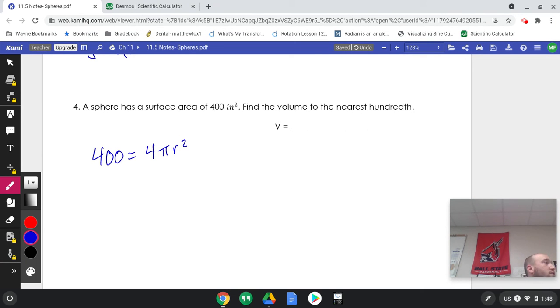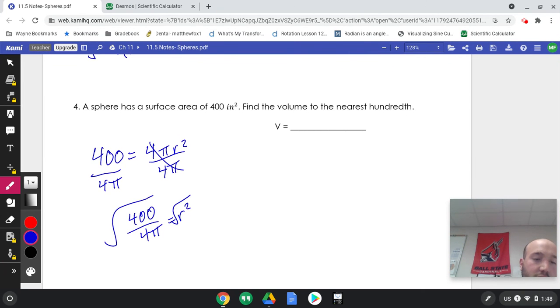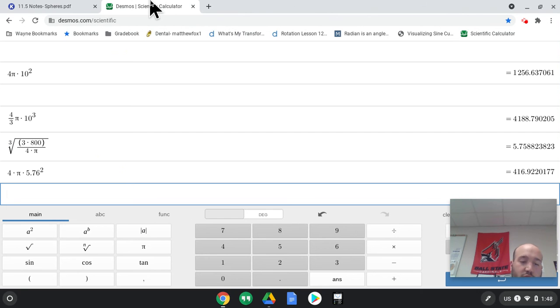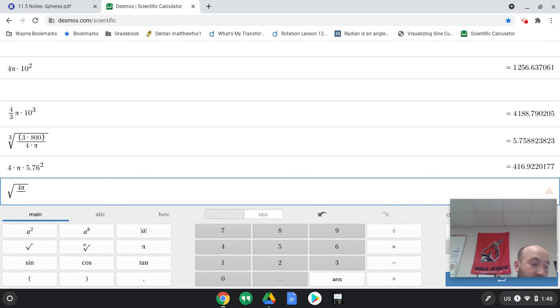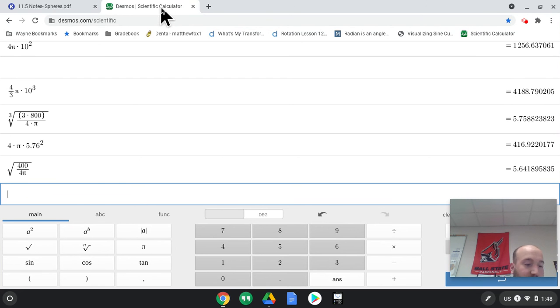all we have to do is divide by the 4 pi. Divide by 4 pi. And so 400 divided by 4 pi equals r squared. Take the square root of both of those. Now some of you might be able to reduce that. The 4 cancels with the 400, left with 100 divided by pi. If you didn't see that, that's fine. So we said 400 divided by 4 pi, oops, that was backwards. 400 divided by 4 pi. And it's the square root of all that. So we get 5.64.